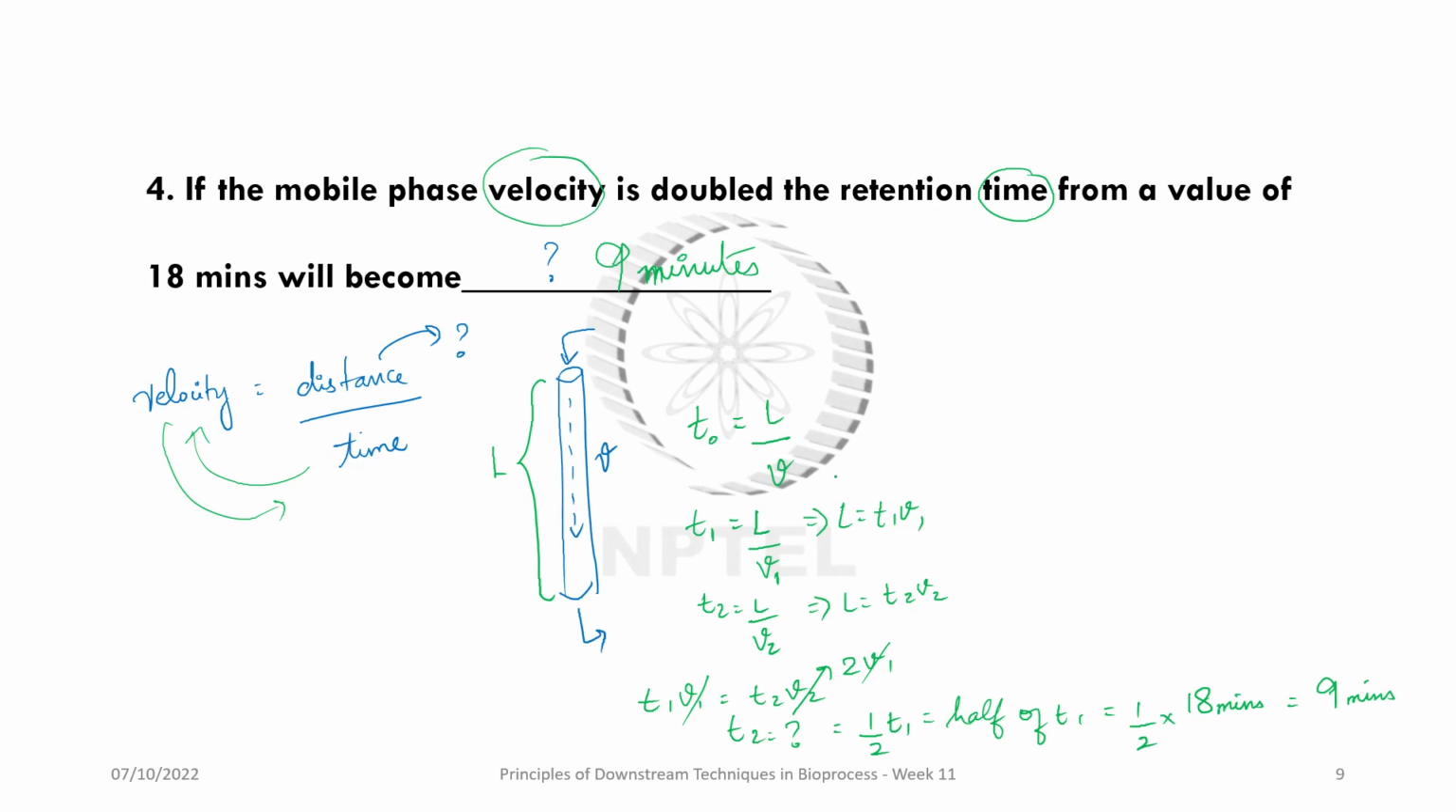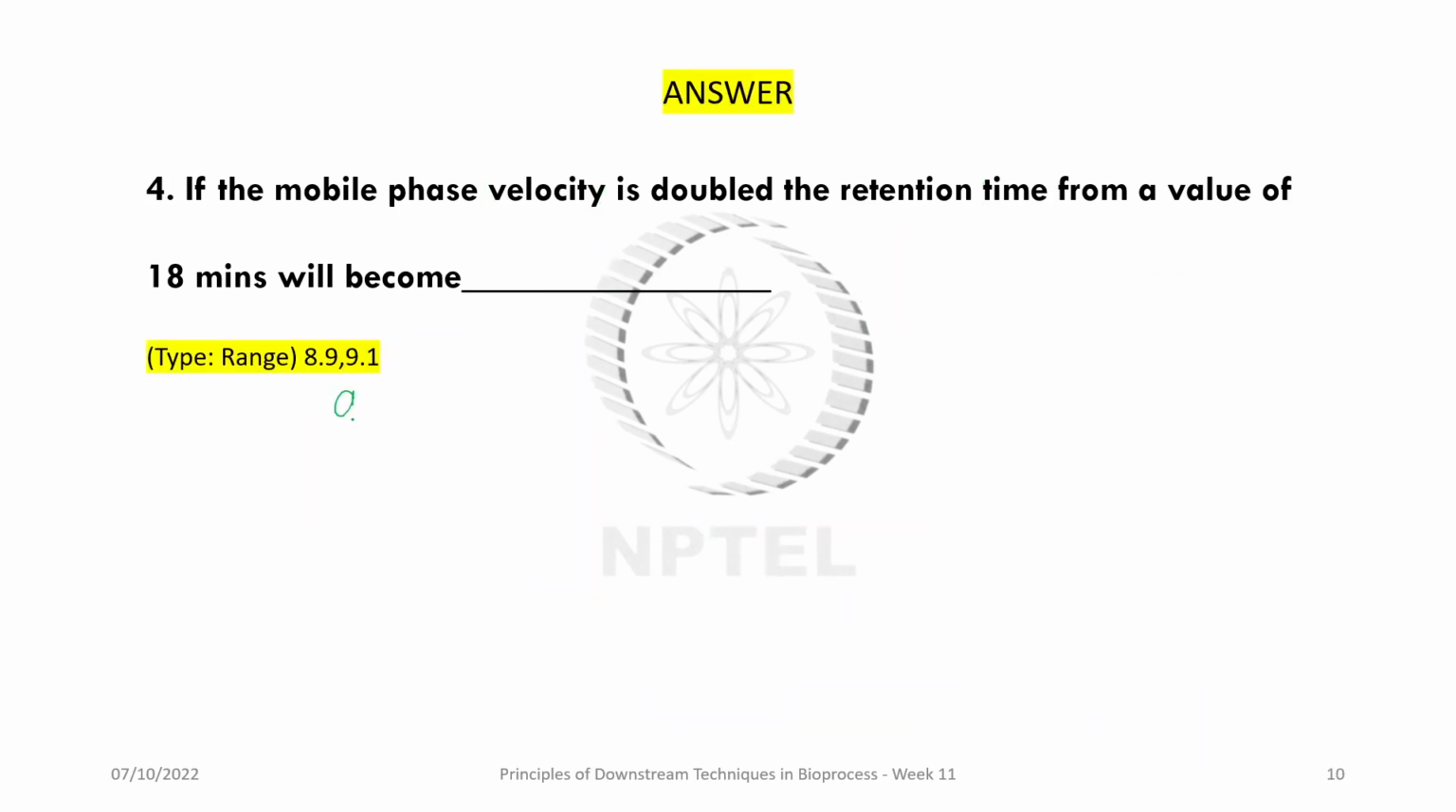Agreeable. I just took the long route here. You just need to know that. I mean, it's obvious, right? When you double the speed, you reduce the time by half. So 18 by 2 is equal to 9. It's that simple. Clear? Shall we move on? The answer that we got was 9 minutes.